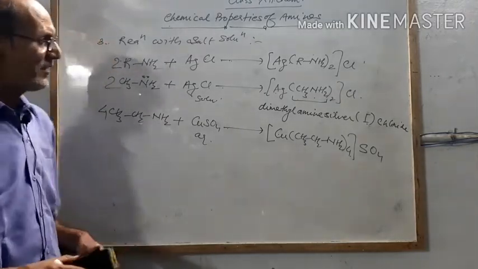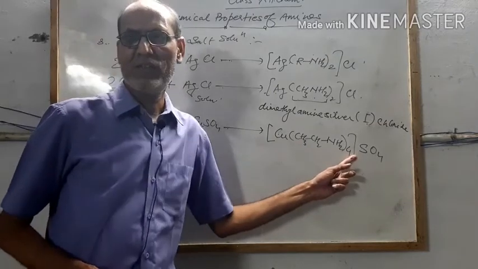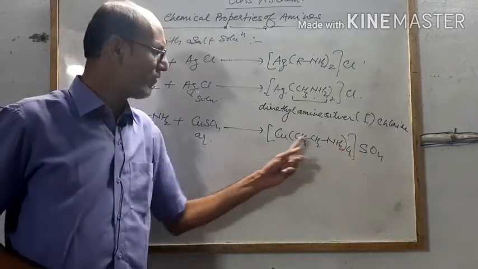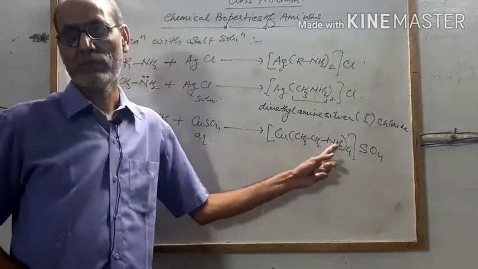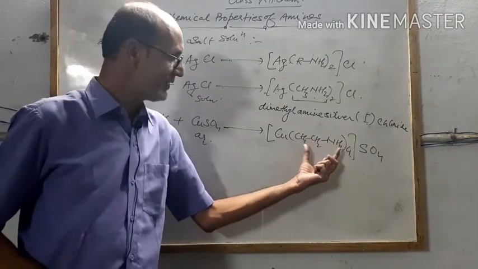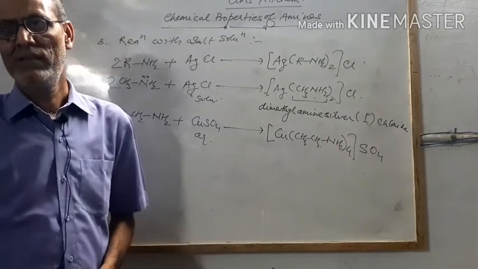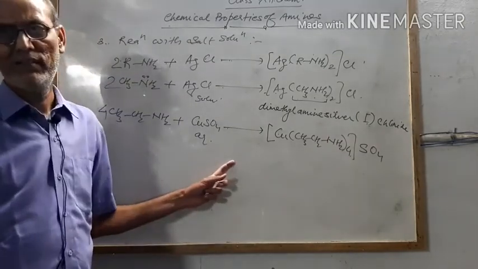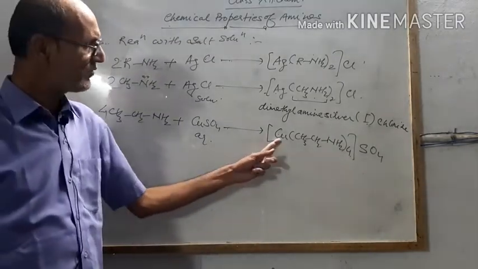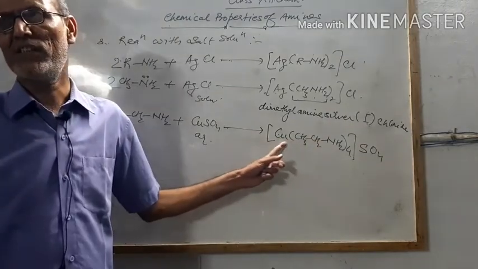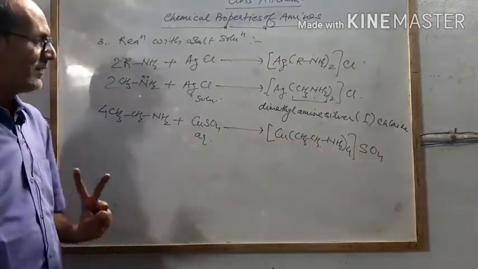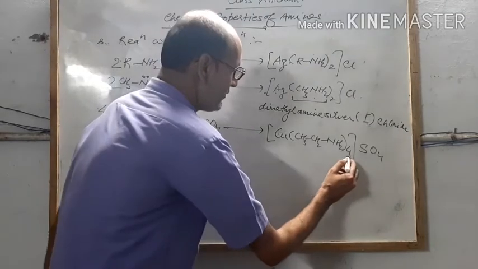Why are we taking 4? Because the coordination number of copper is 4. So these behave like ligands. If you want to see a video on the basis of these ligands and coordination compounds, we will make another video. What will be the name of this?